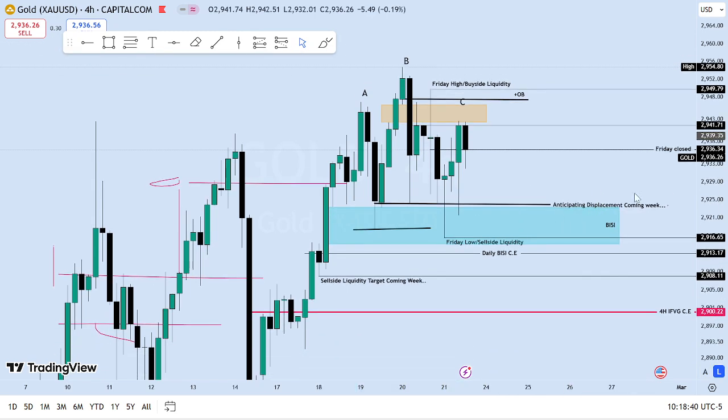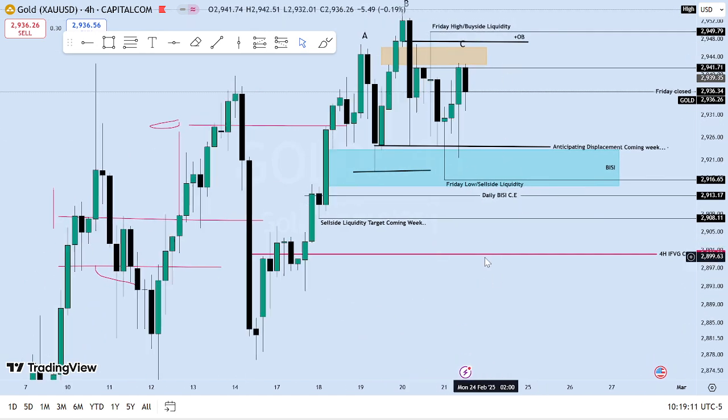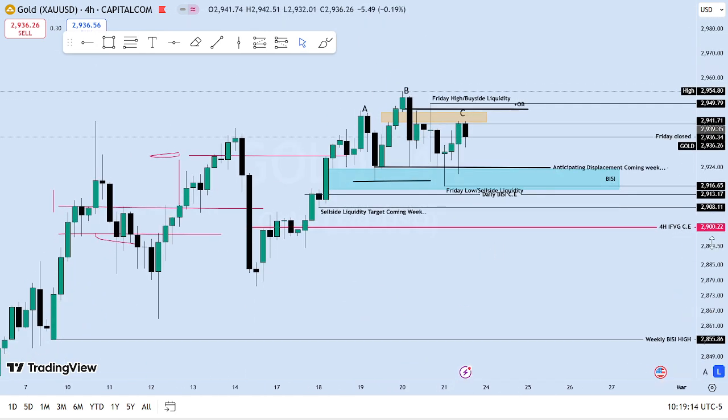So coming week, we are anticipating a delivery inside this BC. Also anticipating price taking this low, this candle, this low, the bearish candle there. Anticipating the displacement coming week, the low of this candle. Once price trades below it with the body and closes, then this bearish candle becomes a bearish breaker. Once that is done, we have a 4-hour inversion fair value gap.